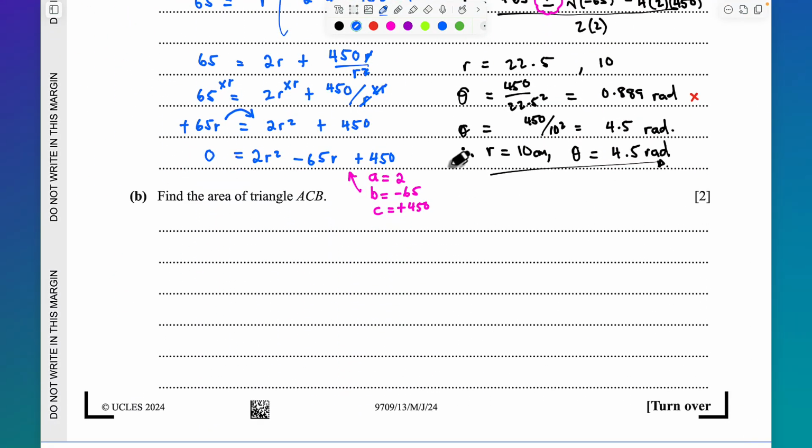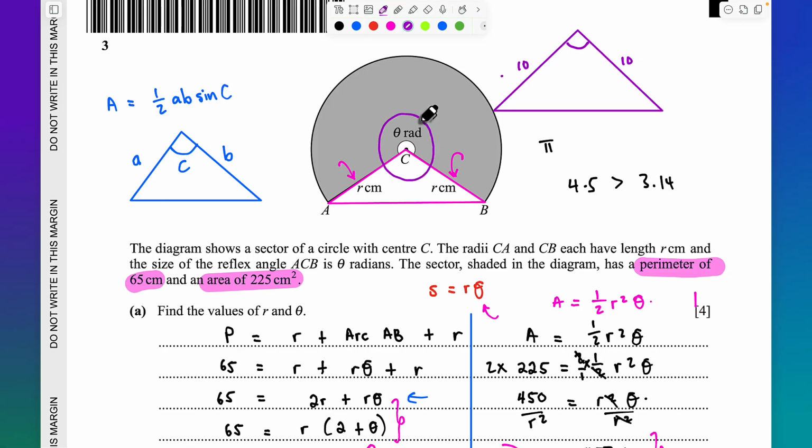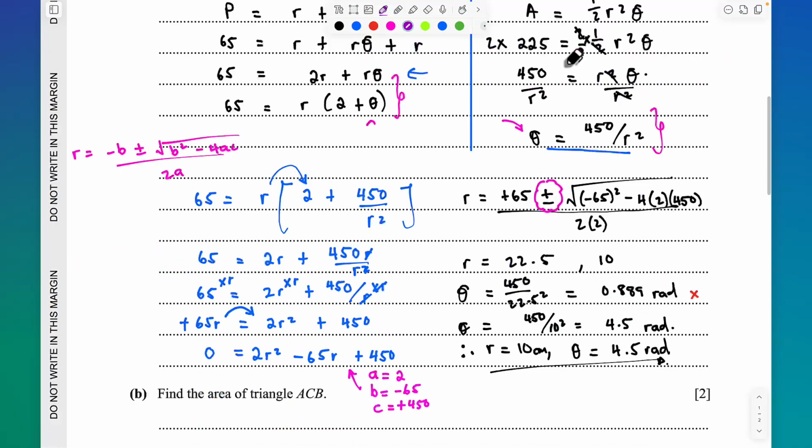Yes, we do, because for this triangle, let's just redraw this actually. We know that we have this R, which is 10. We have this line, which is 10. And then we have this angle over here. Now that angle is tricky because we don't know what it is specifically, but we do know what this other outside angle is. That outside angle is 4.5 radians. And we also know that the angle on a full circle is 360, which is 2 pi. So this one is actually 2 pi minus the angle that we got before, which was 4.5. So that means we have everything we need.